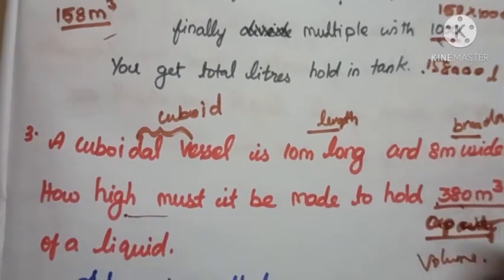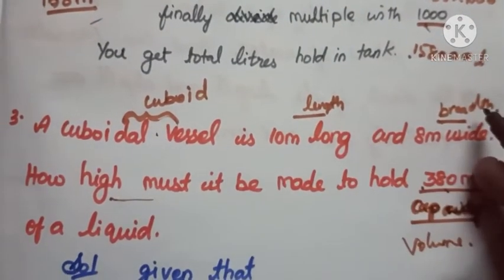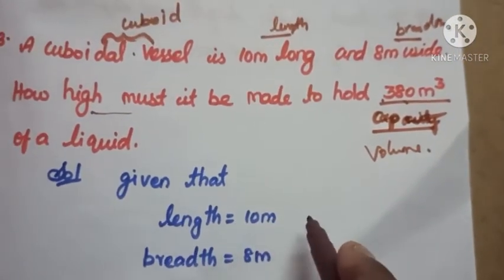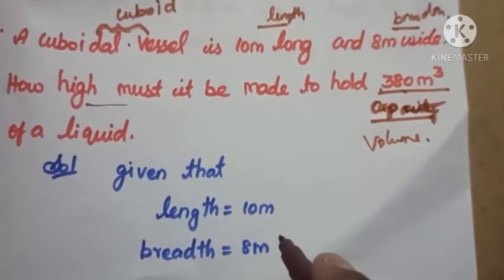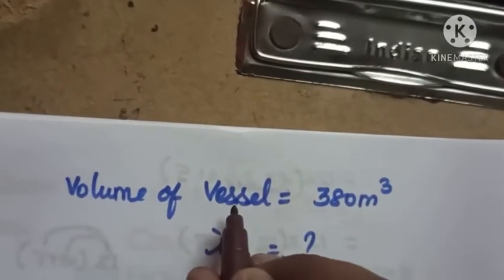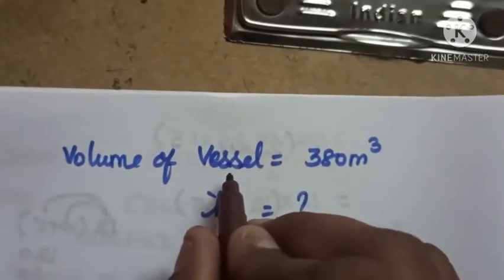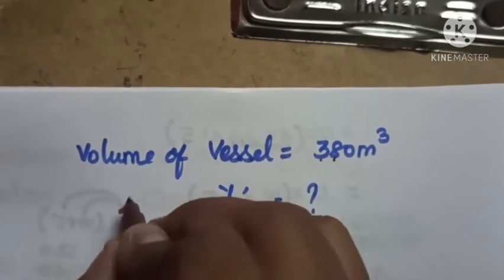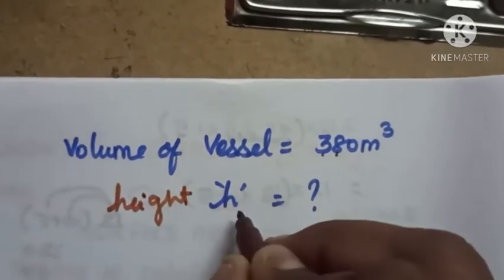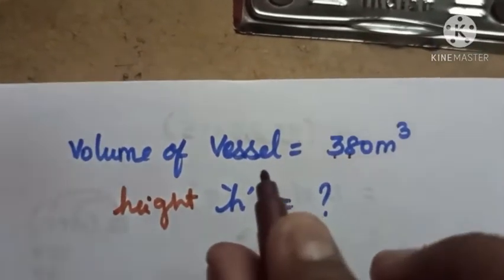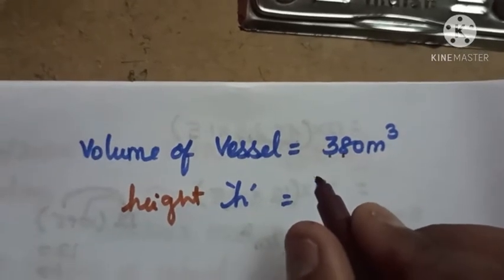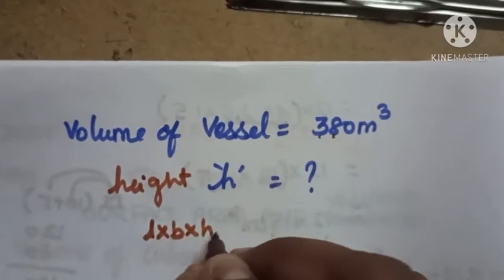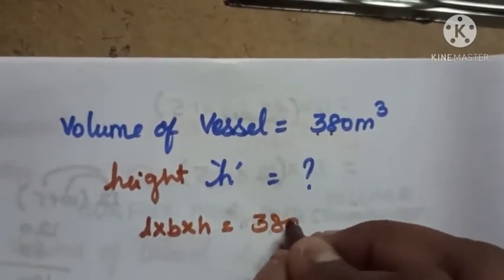So we got the shape, some measurements, and the volume. The given values: length is equal to 10 meter, breadth is equal to 8 meter, and the given volume, that is the capacity of the cuboidal vessel, is equal to 380 meter cube. We need to find the height, so we mention height as h. Volume of a cuboidal vessel is L into B into H, which is equal to 380 meter cube.